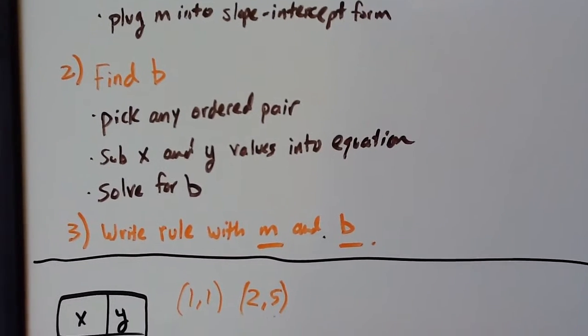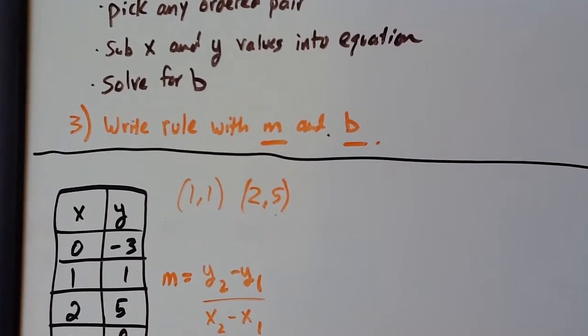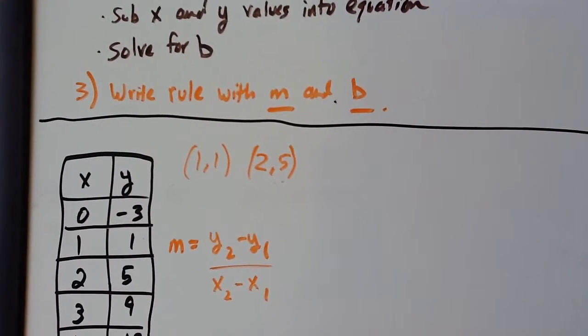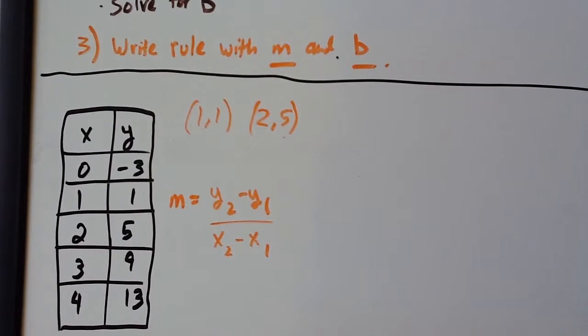So let's look at an example here. We're given this table of x and y values, and we need to write an equation using slope-intercept form. Okay, so as you can see, my x's are on the left, my y's are on the right. I'm going to pick any 2 points. I pick the points (1, 1) and (2, 5).